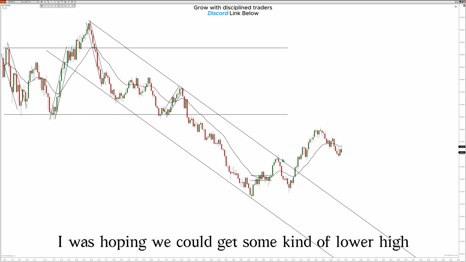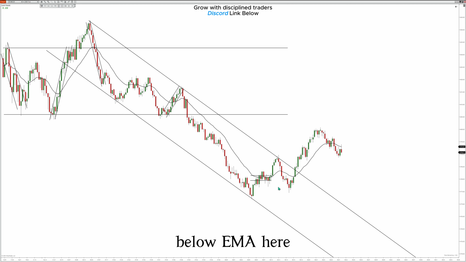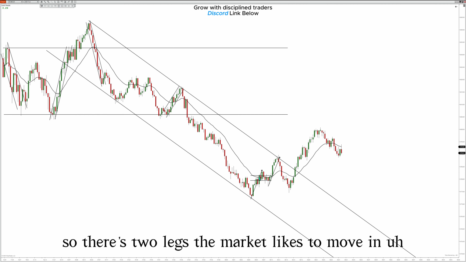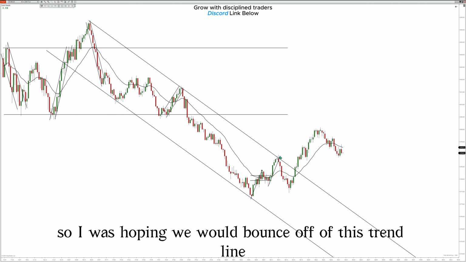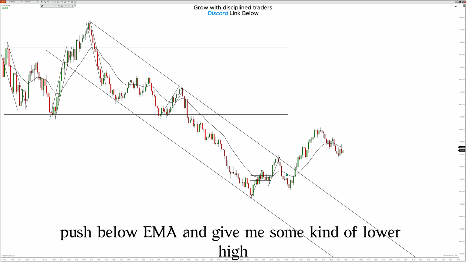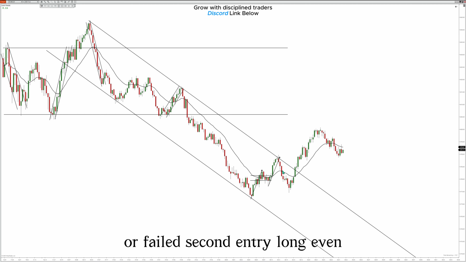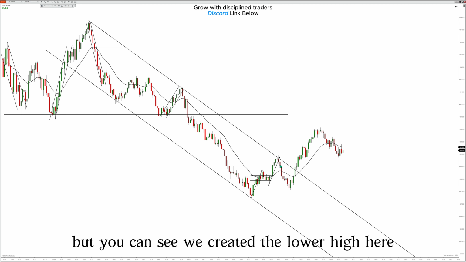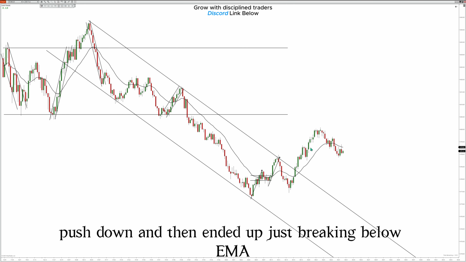I was hoping we could get some kind of lower high below EMA here. You can see there's 2 legs up. There's one. Copy this, put it here. So there's 2 legs. The market likes to move in 2 legs. So I was hoping we would bounce off of this trend line, push below EMA, and give me some kind of lower high, or failed second entry long even. But you can see we created the lower high here, pushed down, and then ended up just breaking below EMA.